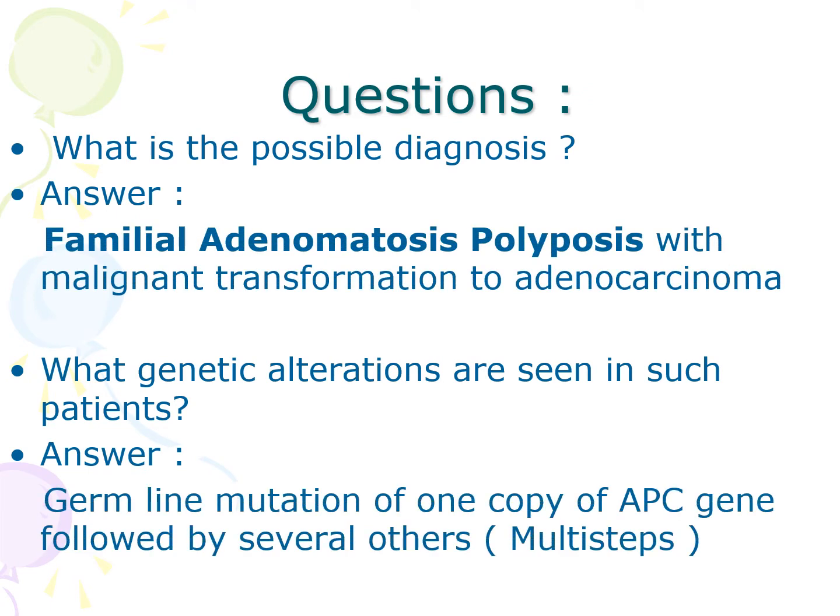Familial adenomatous polyposis is an autosomal dominant disorder characterized by early onset of hundreds to thousands of colon polyps. If left untreated, all patients with FAP will eventually develop colon cancer. The genetic defect in FAP is a germline mutation in one copy of the APC gene, followed by several other steps. Patients with FAP may also develop duodenal adenocarcinoma, desmoid tumor, and other tumors.